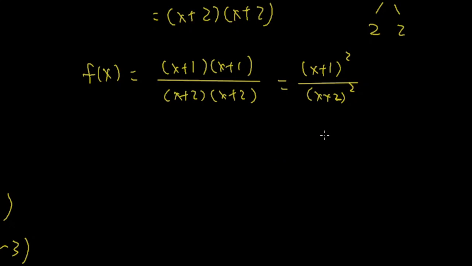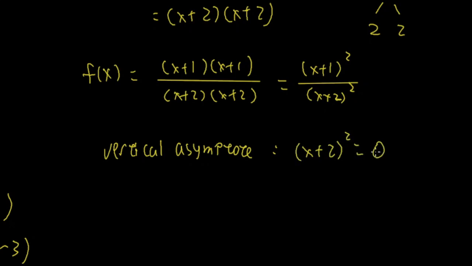Okay, now, do we have vertical asymptote? Now what we can do is set the denominator equal to 0. Right? Take the square root of both sides, x plus 2 equal to 0, then x equals -2 is the vertical asymptote. Do we have horizontal asymptote?